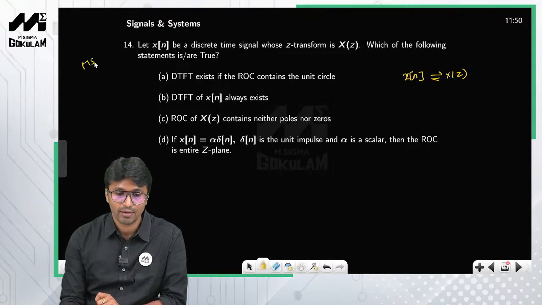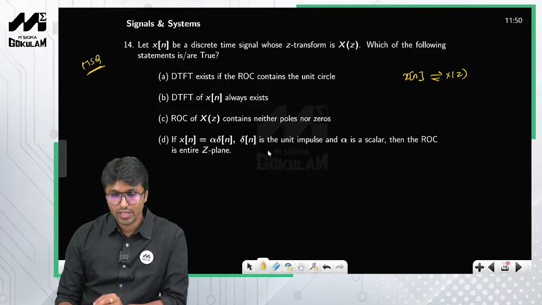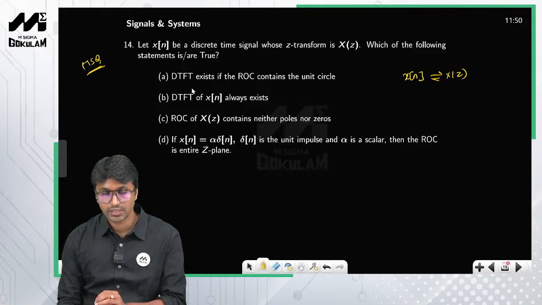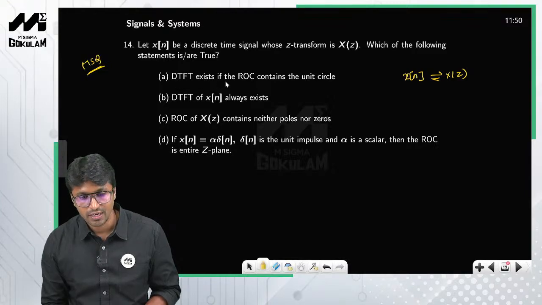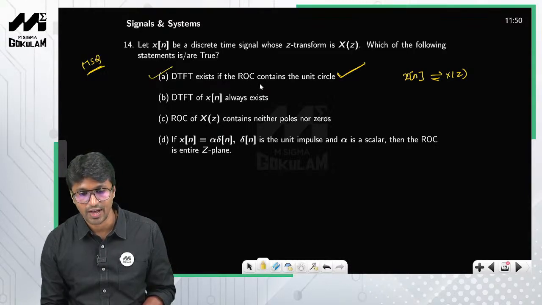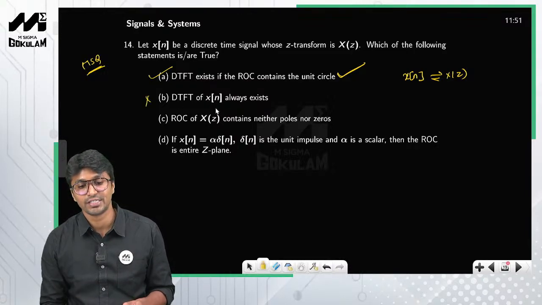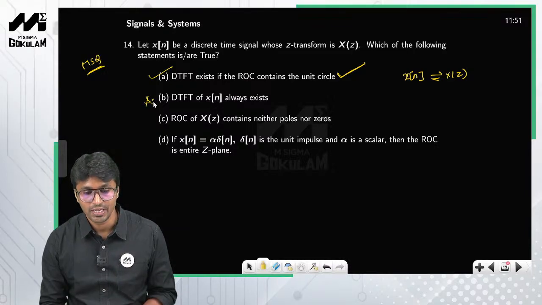Again you have a multiple select question. More than one answer will be correct, so you have to read each of these options carefully. Look at this one: DTFT exists if the ROC contains the unit circle. Yes, option A is correct. DTFT exists if the ROC, the region of convergence, contains the unit circle. DTFT of x of n always exists? No, the DTFT of x of n exists only if the ROC includes the unit circle. So option B is wrong.